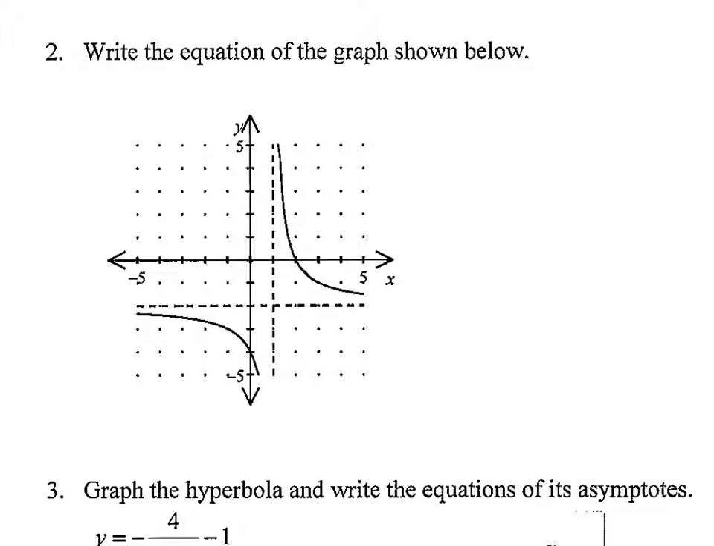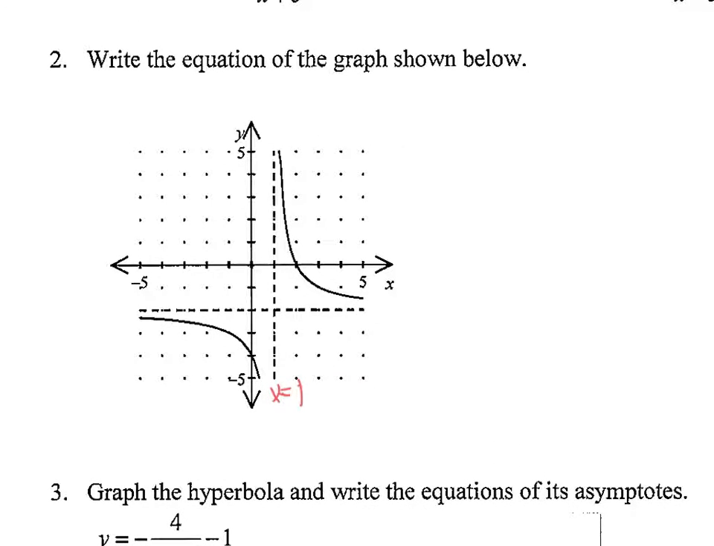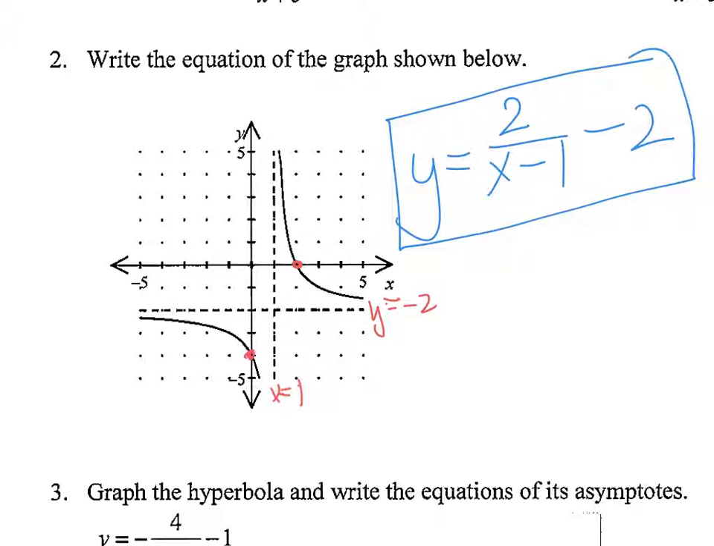If I put that all together to write my equation, I have x equals 1, a shift to the right 1. I have y equals -2, a shift down 2. And I have a stretch by 2 to write the equation. That makes my equation. Put it all together. Y equals vertical stretch of 2 in the numerator. The denominator, I have a shift to the right 1, x minus 1. And outside on the end, a shift down 2, minus 2. That completes that equation.